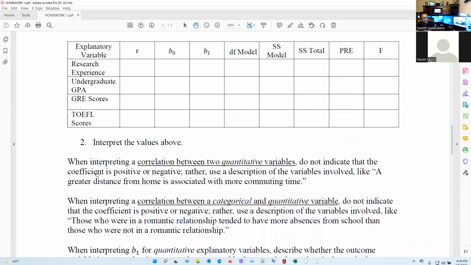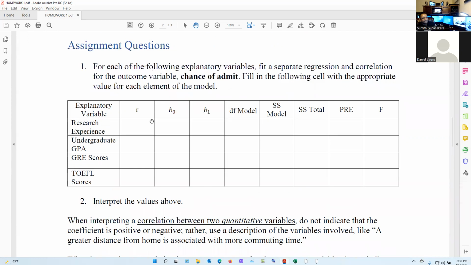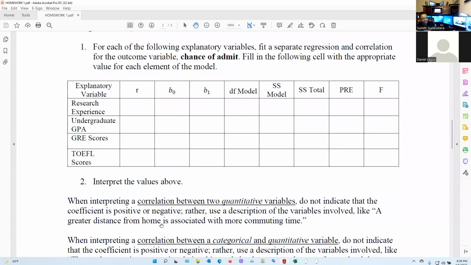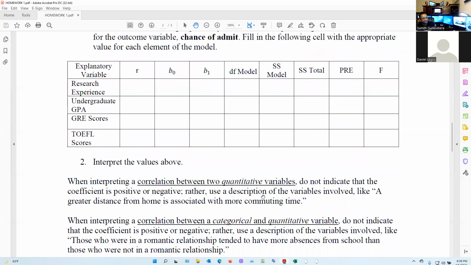Okay, interpret the values. When interpreting a correlation between two quantitative variables, if you have y and x both quantitative, do not indicate that the coefficient is positive or negative. Rather, use a description of the variables involved, like greater distance from home is associated with more commuting time. The higher the value of GPA, the higher the chance of getting admitted to graduate school. That kind of description, rather than quantifying. Rather than quantify means just simply putting the number and saying they were highly correlated or not. They want you to write it in this way. Describe that relationship.